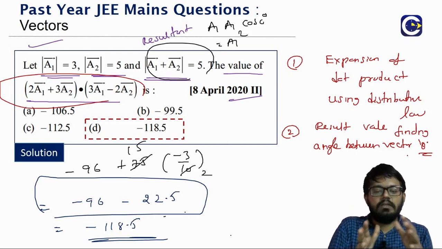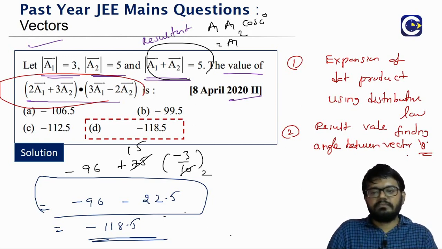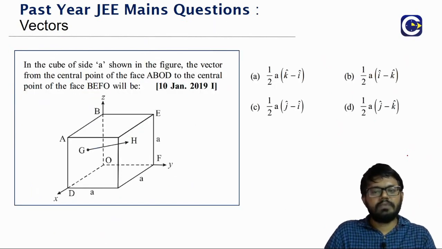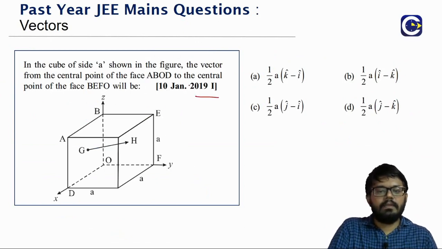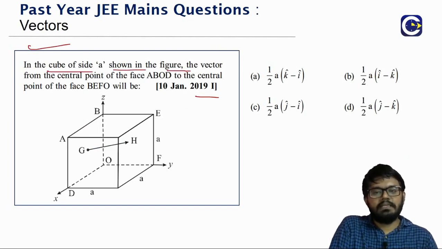See, there is one concept part from physics, and there is the numerical part, that is more math. While the numerical part is important, we should always keep an eye on what are the concepts in physics that are being applied in this particular question. Okay, so we'll go to the next one. This is a question that has come in 2019. In the cube of side A as shown in the figure, there is a cube with a side A that is shown.